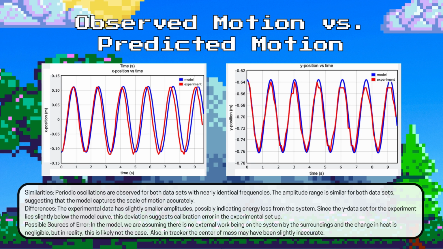For differences, however, the experimental data has slightly smaller amplitudes, possibly indicating energy loss from the system, and since the Y dataset for the experimental data lies slightly below the model curve, the deviation suggests calibration error in the experimental setup. A possible source of error is that in the model we are assuming that there is no external work being done on the system by the surroundings, and we are assuming the change in heat to be negligible. But in reality, this is likely not the case. Also, in Tracker, the center of mass may have been slightly inaccurately calibrated.